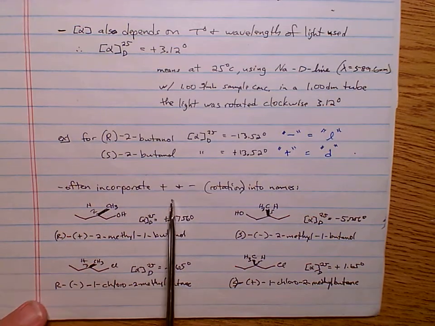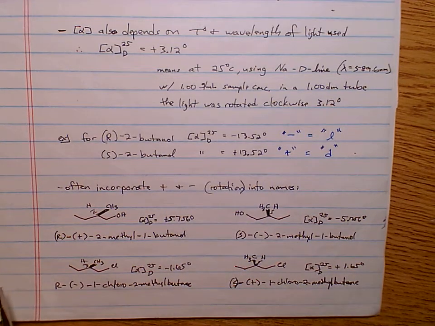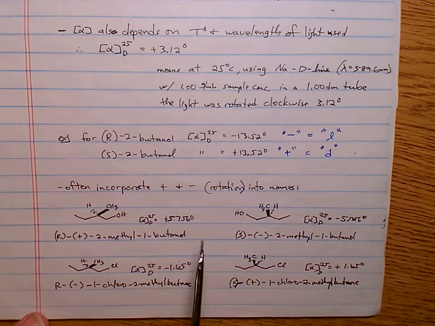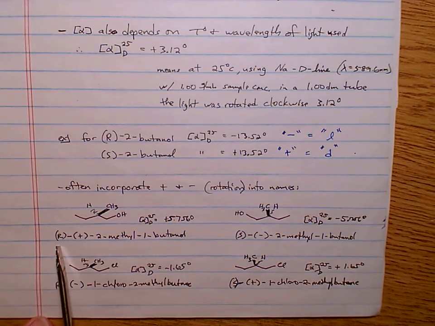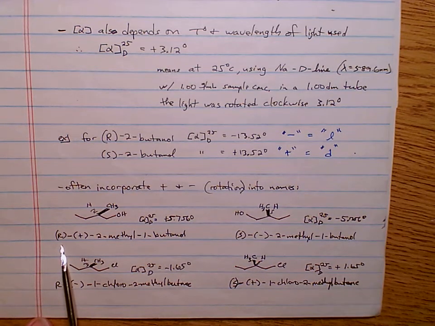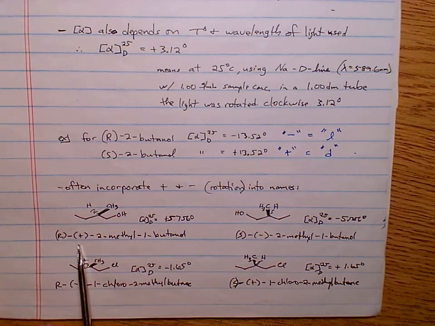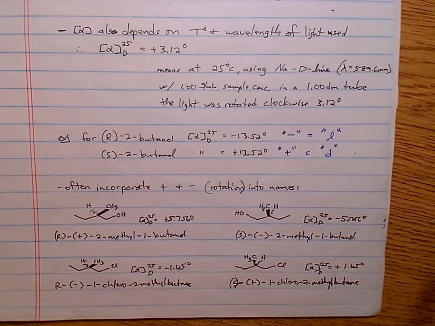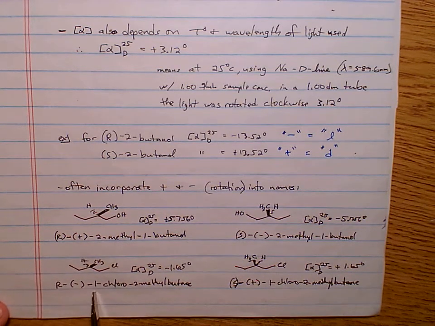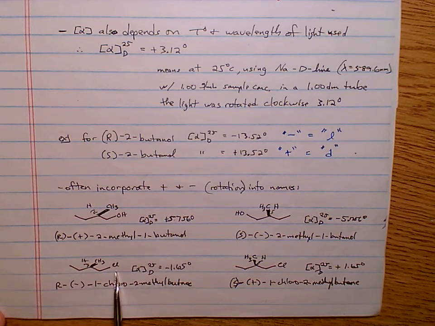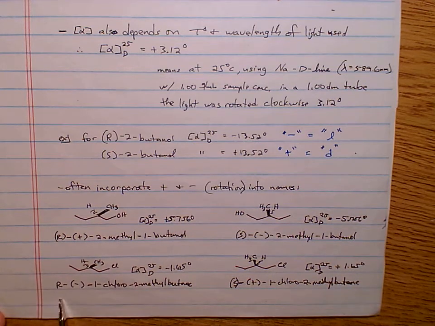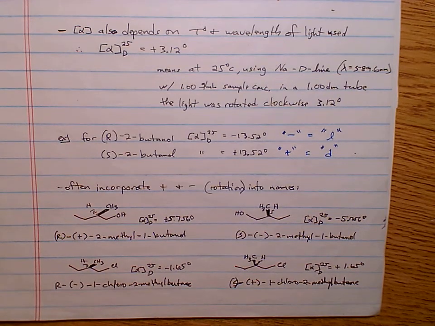Oftentimes, but not always, we incorporate the plus and minus rotation into the names. So for this molecule here, this would be R-plus-2-methyl-1-butanol. We know it's R because that's our Cahn-Ingold-Prelog nomenclature. Plus tells us that it is dextrorotatory. All right. Note, here is R-minus-1-chloro-2-methylbutane. Turns out, if you just take the OH and put a chlorine on instead, then the R isomer is actually the levorotatory isomer.